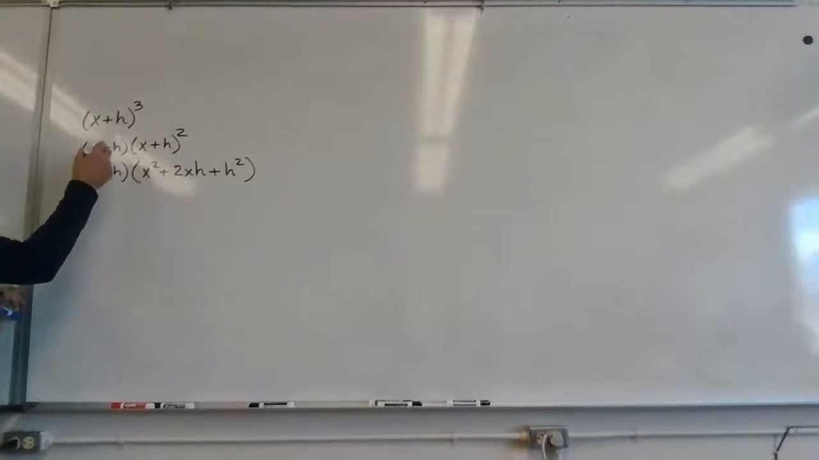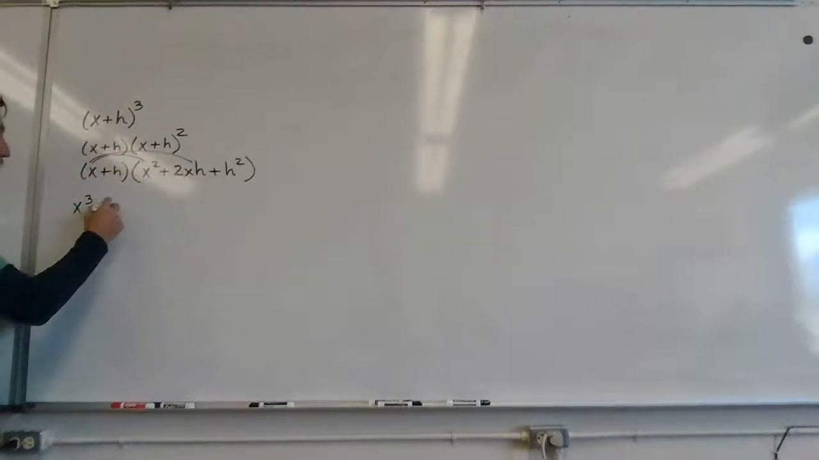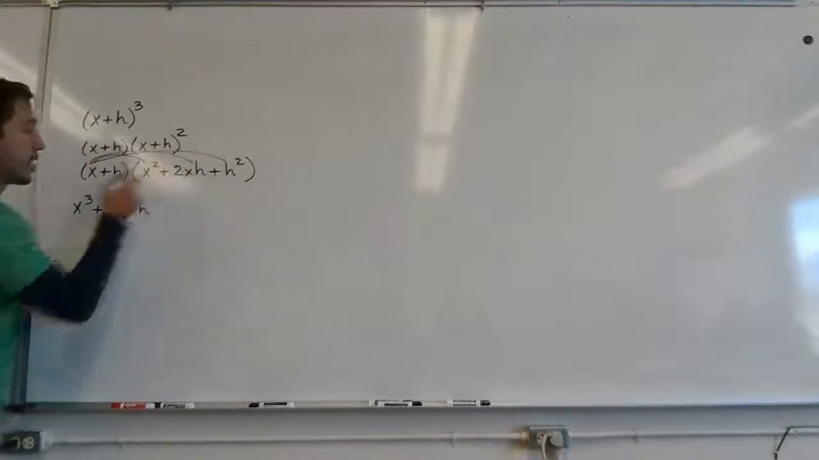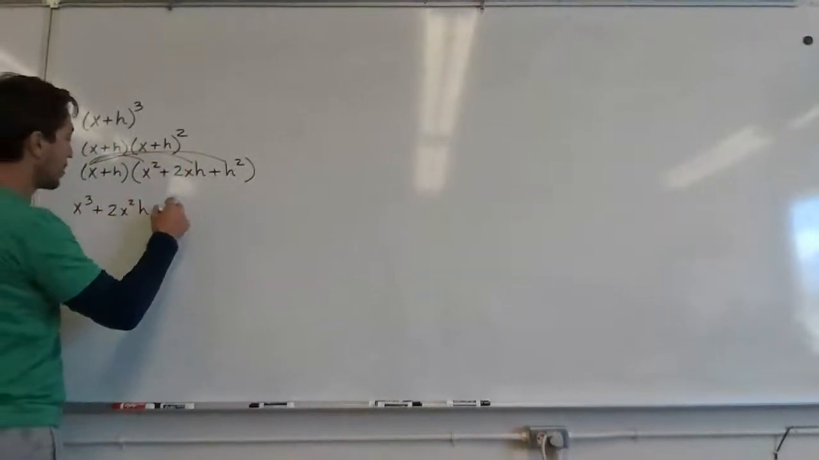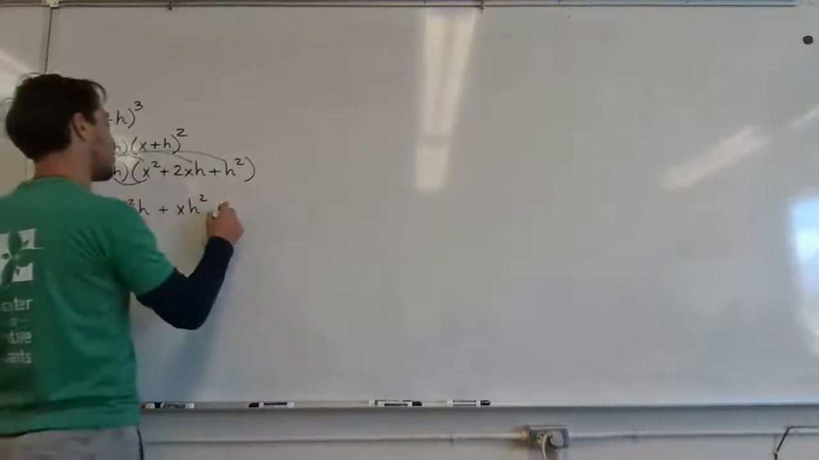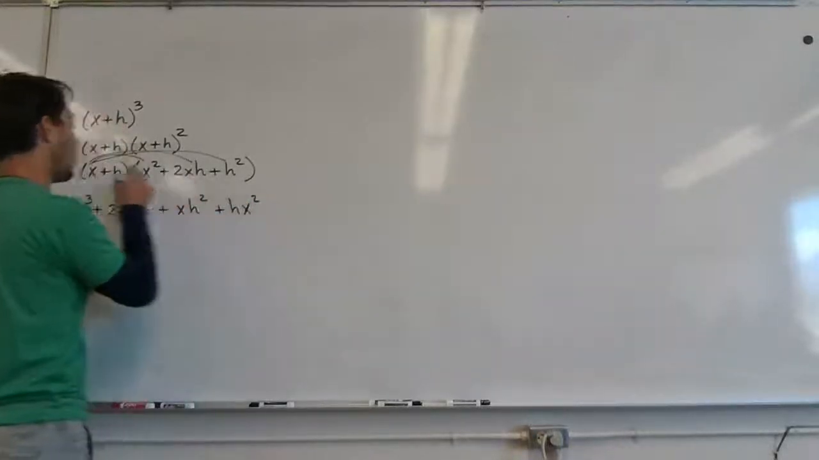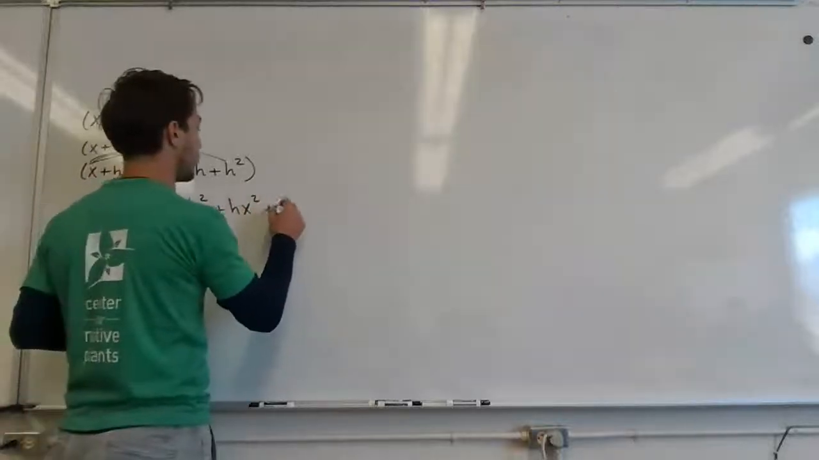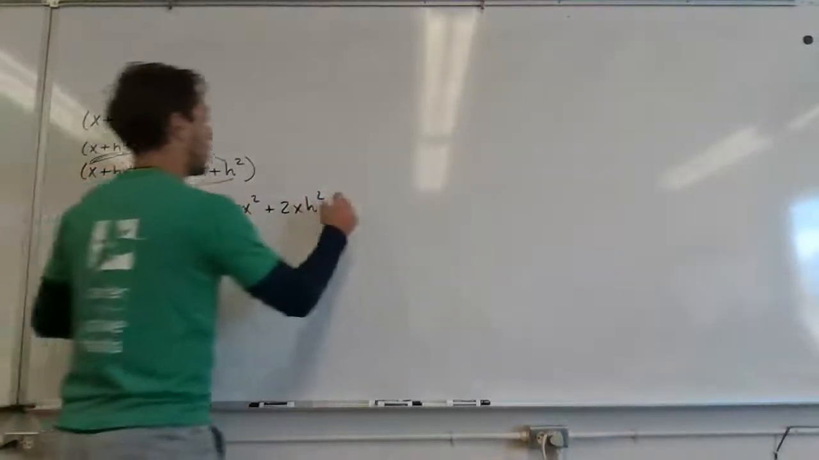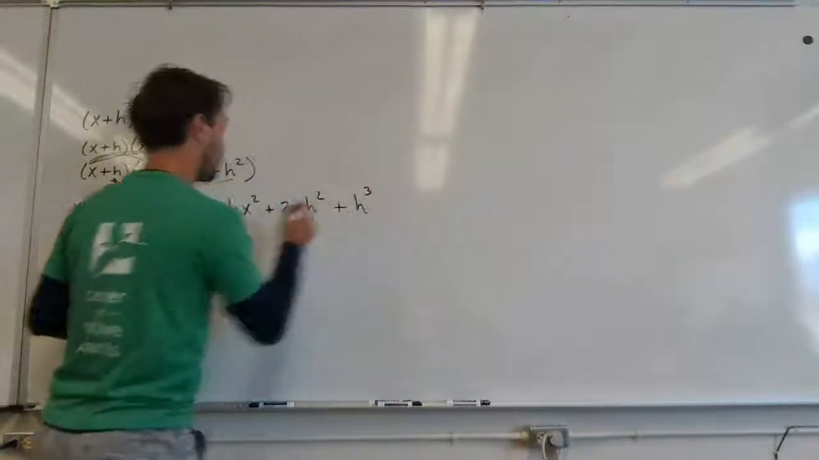It's 6 terms. So x times x squared is x cubed. X times 2xh is 2x squared h. X times h squared is xh squared. H times x squared is hx squared. H times 2xh is 2xh squared. And h times h squared is h cubed.